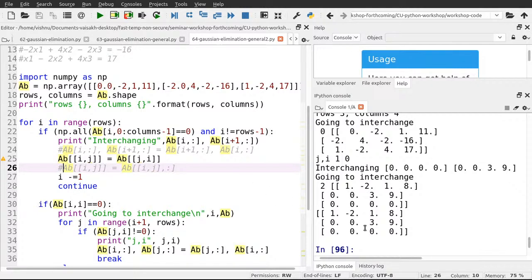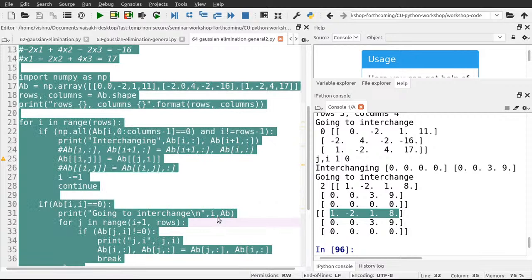So 1, minus 2, 1, 8, 0, 0, 3, 9. So the solution is therefore x3 is going to be equal to 3, and we are getting x1 and x2 to be dependent. So that's it. Let me just update the entire thing into the Google document.